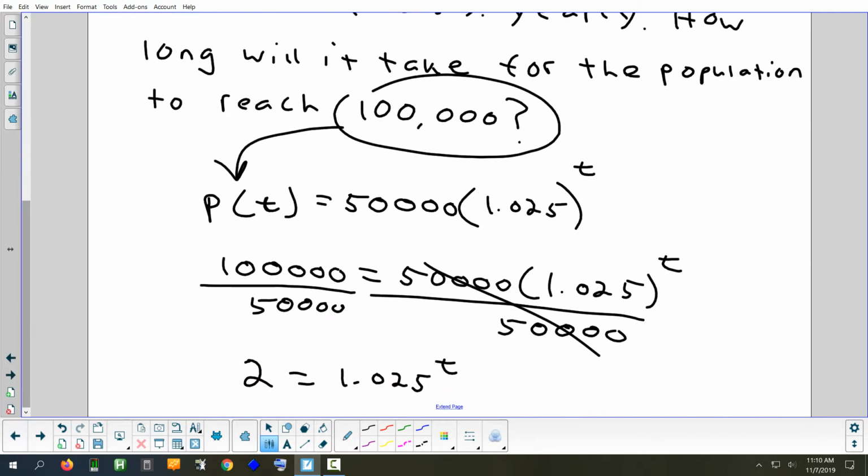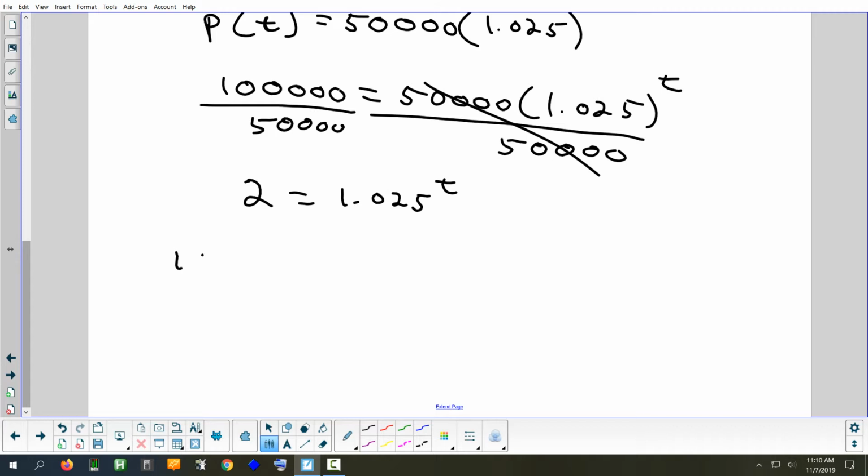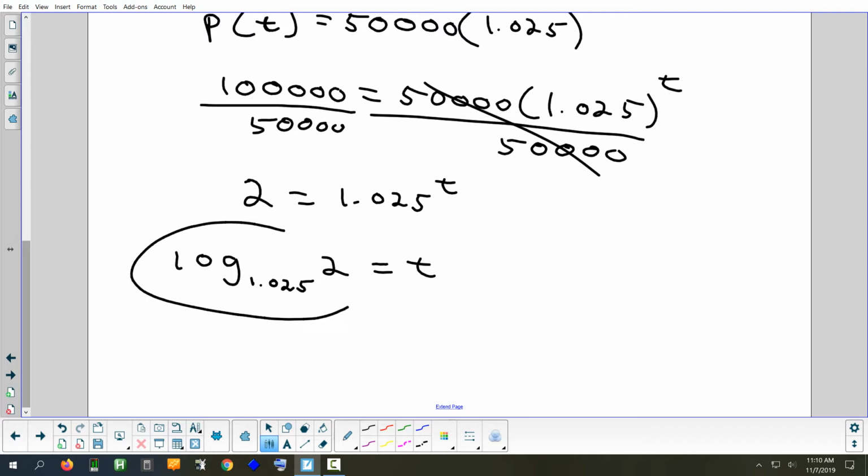Log of 1.025. Log, the base, which is 1.025. And that is 2 equals t. So that is our answer.